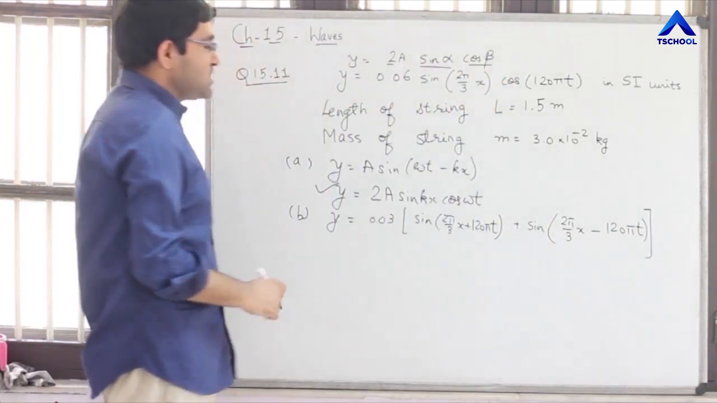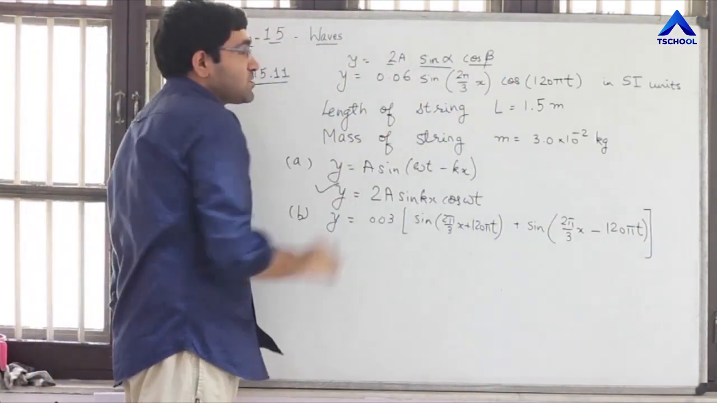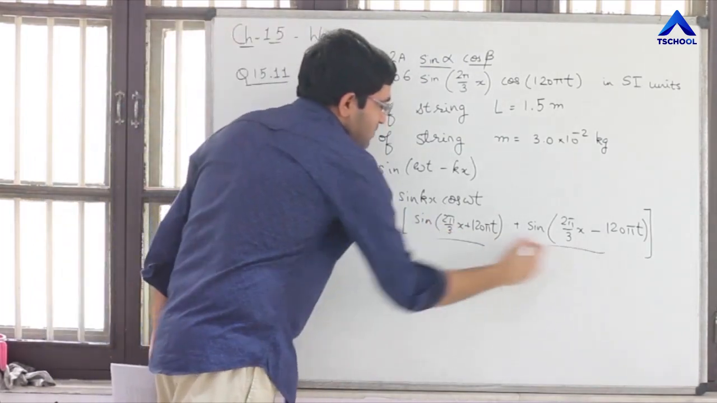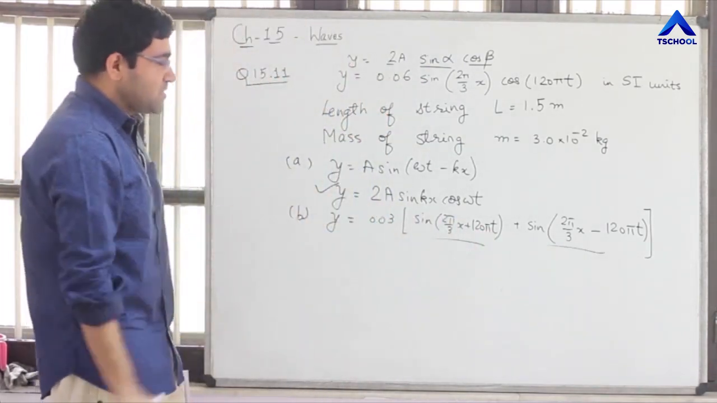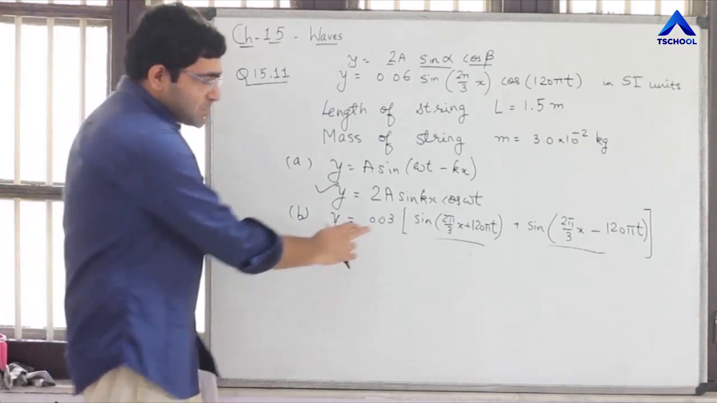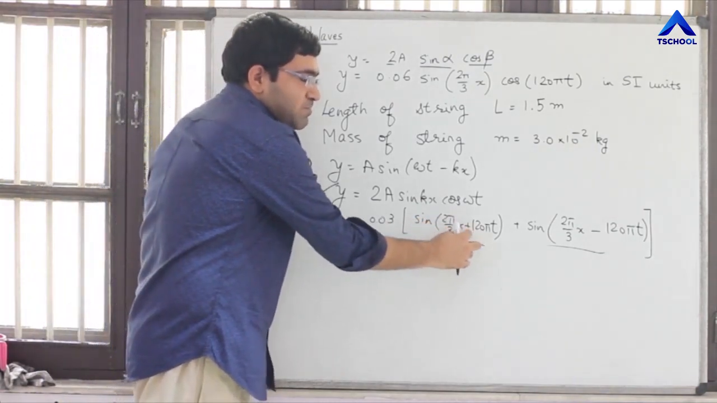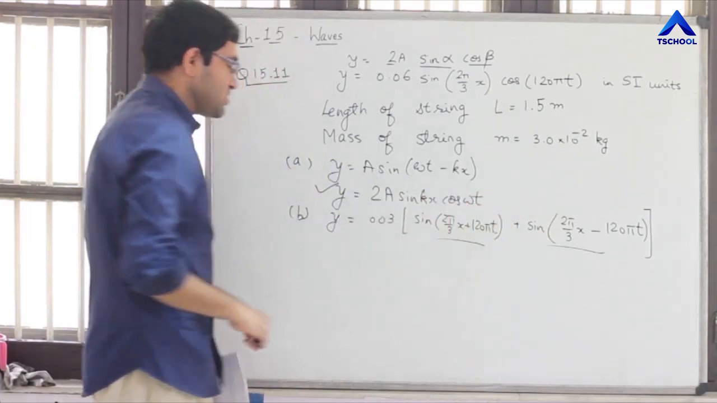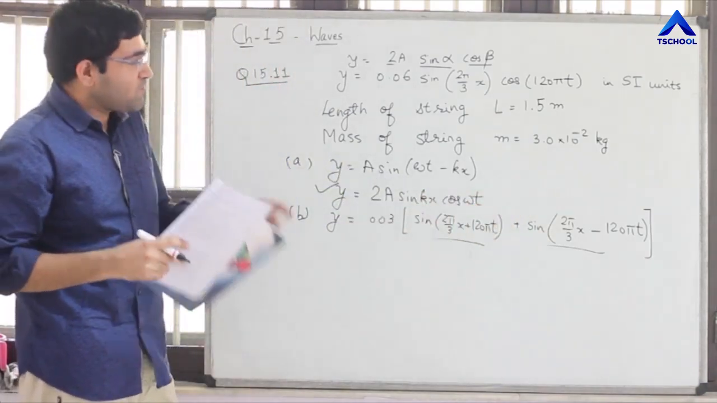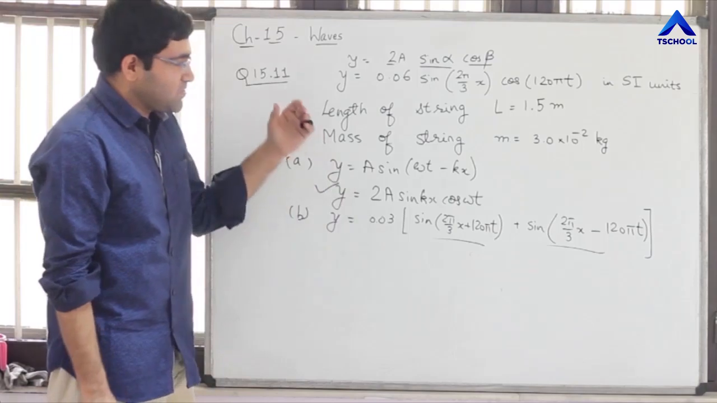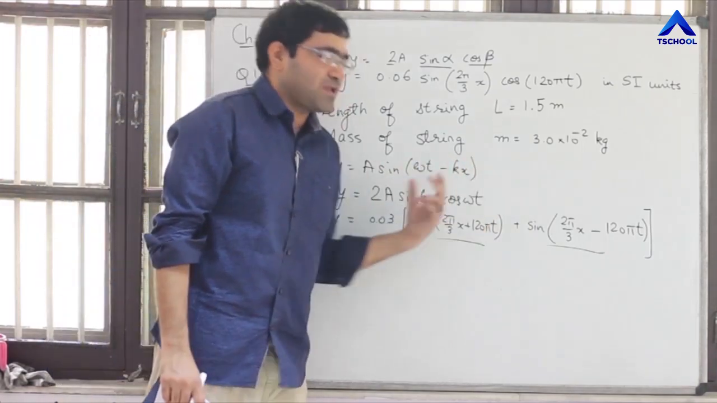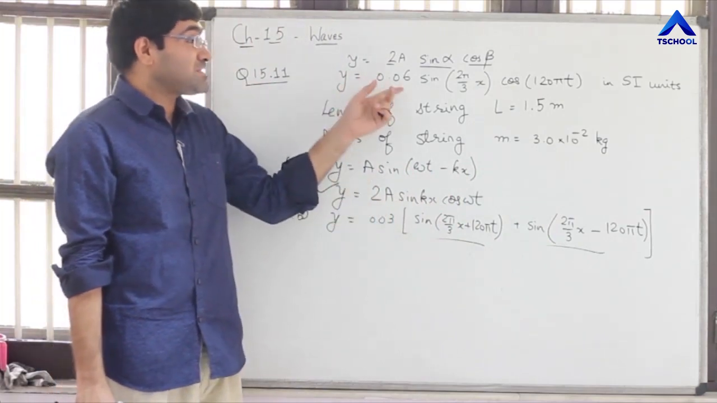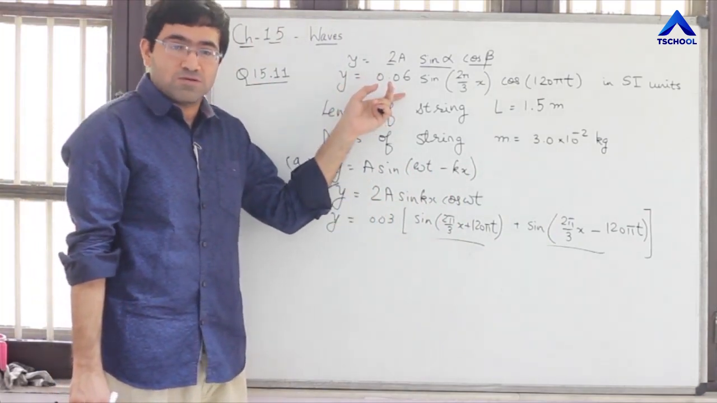So thus we have decomposed, we have split this one equation of standing wave into two different equations for travelling waves, as you could see. One of the travelling waves is going to be 0.03 sine 2 pi by 3x plus 120 pi t, and the other one is going to be the one with a minus sign. You need to realize that these are the two travelling waves that make this standing wave.